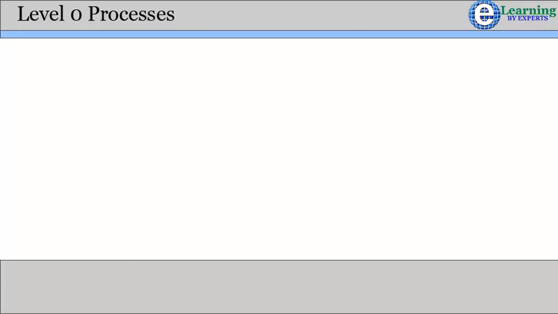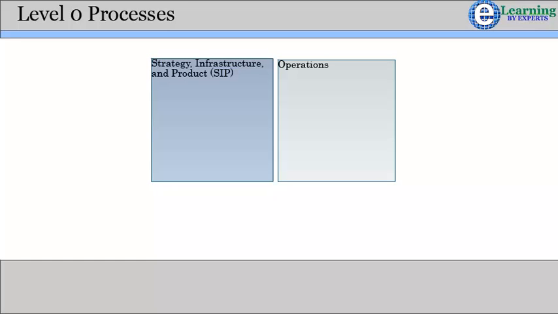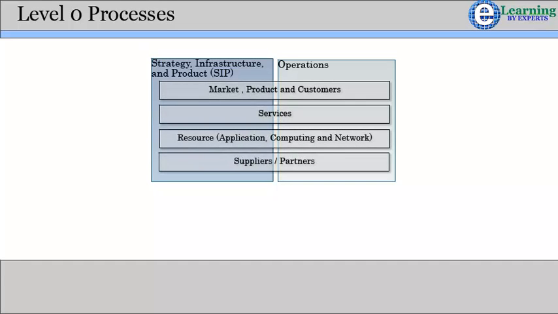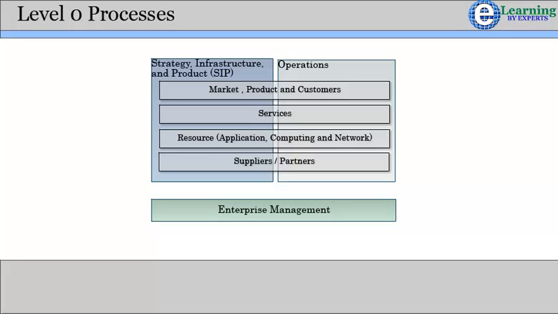Level 0 processes represent the highest conceptual view of the business process framework. Level 0 process view provides an overall context that differentiates strategy and life cycle processes from the operations processes in 2 large process areas, seen as the 2 major boxes in the upper part of the diagram. It also differentiates the key functional areas as horizontal layers across these process areas. The third major process area, concerned with management of the enterprise itself, is shown as a separate box in the lower part of the diagram.